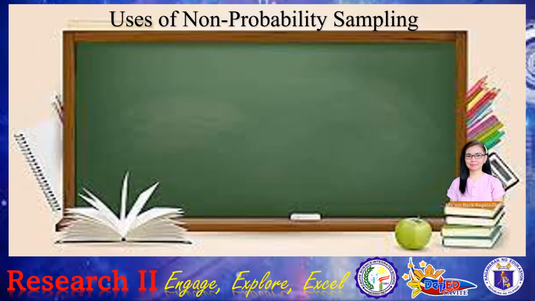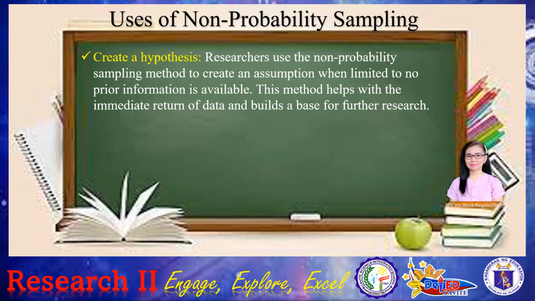So what are the uses of non-probability sampling? First, create a hypothesis. Researchers use the non-probability sampling method to create an assumption when limited to no prior information is available. This method helps with the immediate return of data and builds a base for further research. So yun ang kagandahan din ng non-probability sampling. So wala ka pang information prior to that. So this will help you create an assumption or hypothesis that will build a base for your further research.